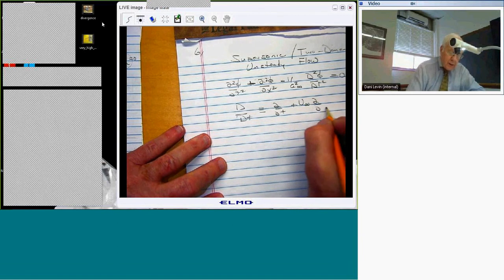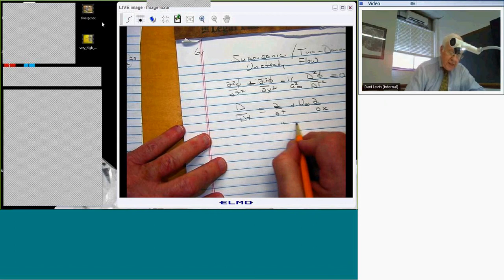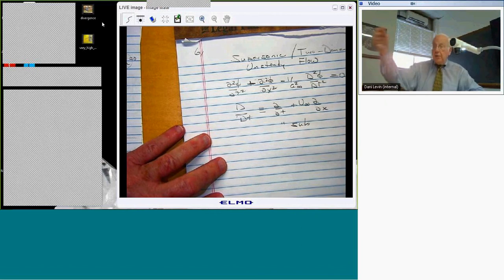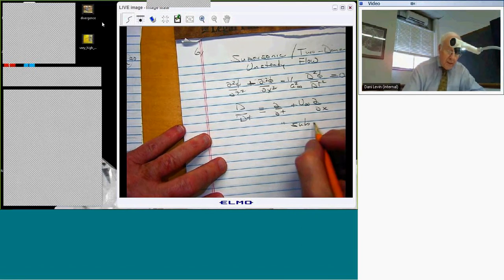And this is sometimes called the substantial time derivative. It's really called the substantial time derivative, but people usually forget to say time. Okay.